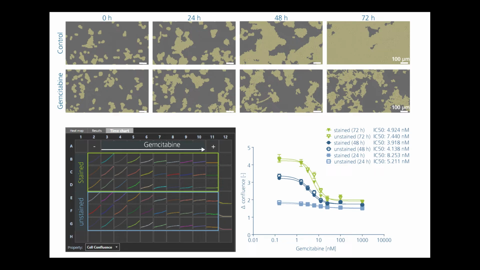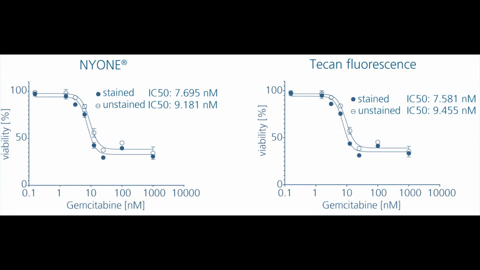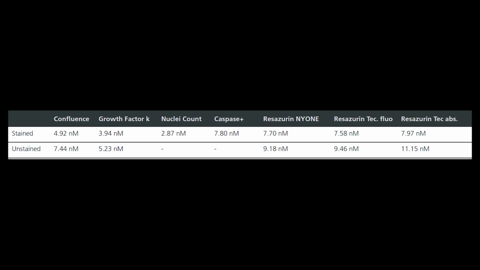summary of the results. In a last step, we simply added a viability assay and again measured it in I1. Using this high-content screening approach, we could analyze the confluence, nuclei count, and caspase activity in one single plate over time and compare the results with a standard endpoint viability assay.